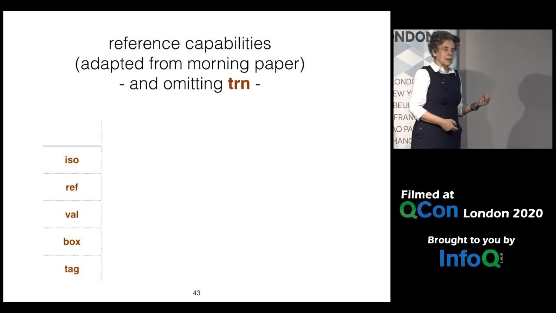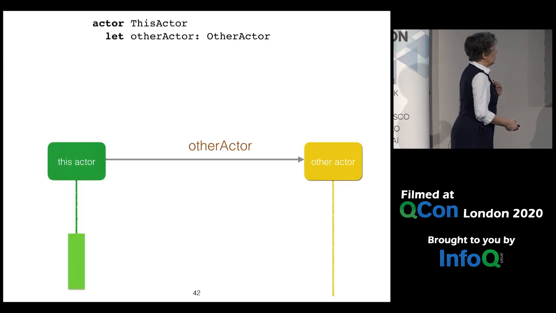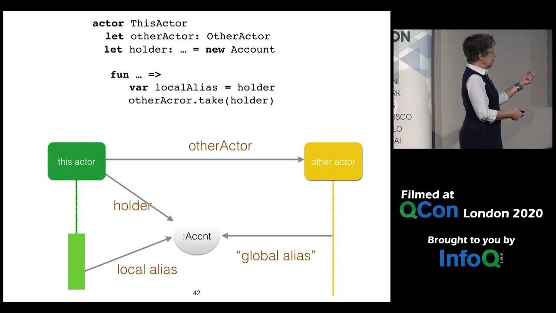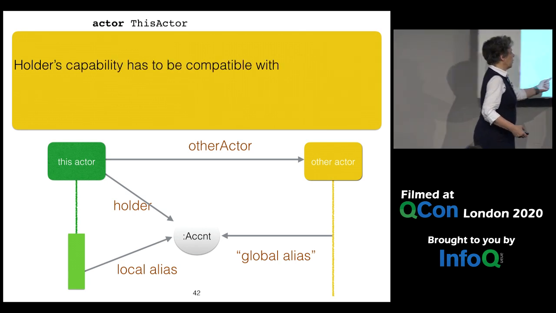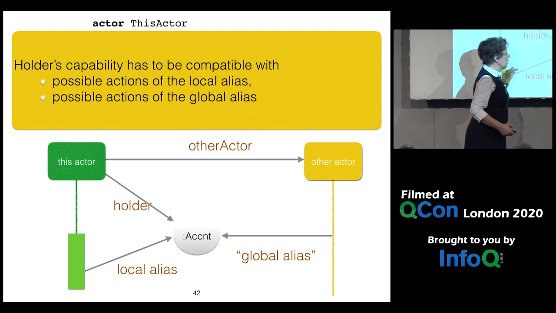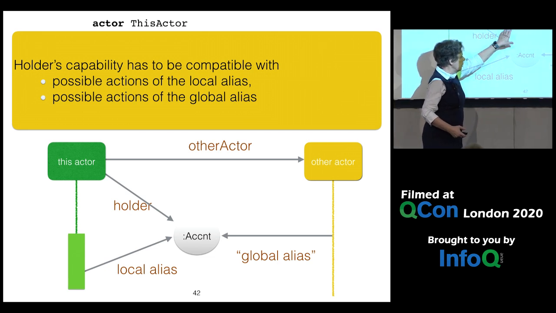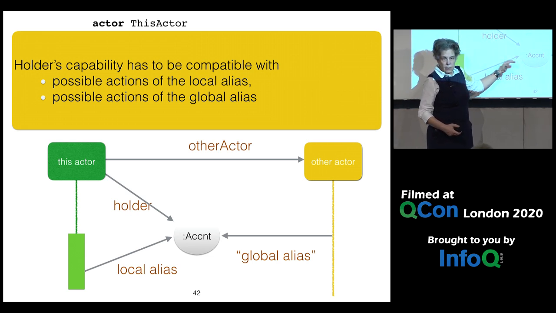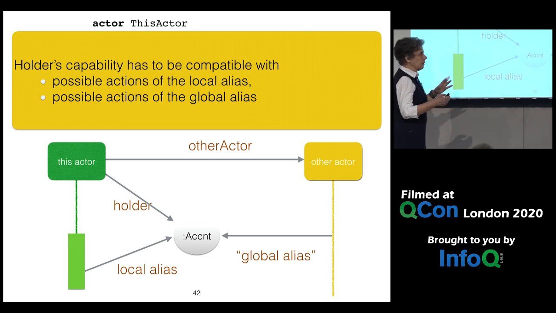And the capability that I give to the holder needs to be so that it respects what the local alias can do and what the global alias can do. The more this one can do, the less those two guys will do. If, for instance, this one is allowed to take the account and give it away, then this one should not be able to read it. If this one is only allowed to read, then all those should also be only allowed to read.